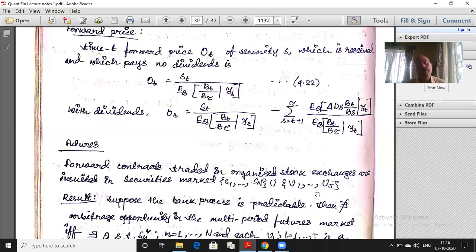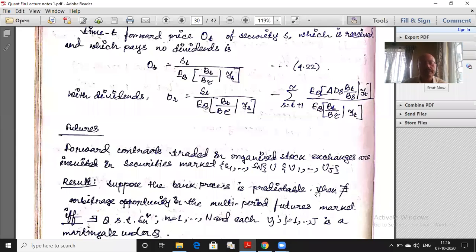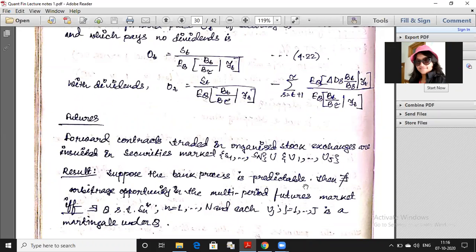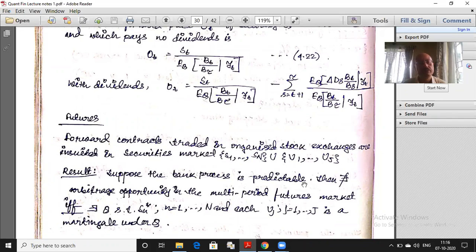So what can I say about this new market? This new market is bigger. It has all the stocks as well as these new futures contracts. This is an important result, which is an extension of the earlier result: suppose the bank process is predictable, so this is something that we have always assumed, then there does not exist arbitrage opportunity in the multi-period futures market. So remember, we are now talking about the bigger market, which includes the futures also.